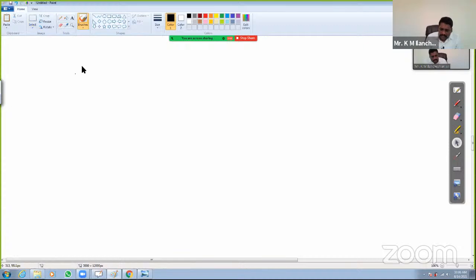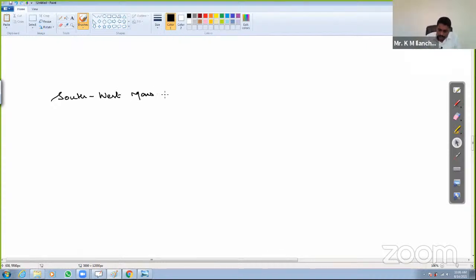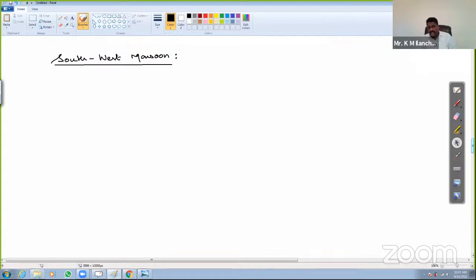Coming to the final conclusion, now we'll understand what this southwest monsoon is. I'm just reconstructing it with the example of a world map. But even the world map is not needed for us. Only the regional map, if it is there, that should be fine enough.